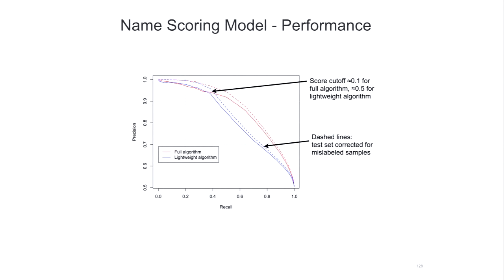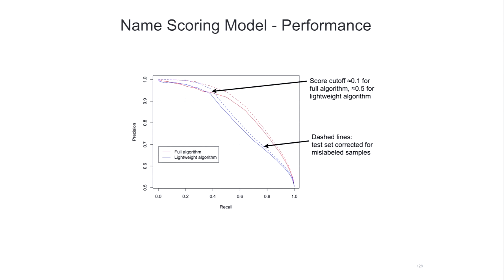First, let us not look at the dashed lines. So one is the full algorithm and one is the lightweight algorithm. This is a precision recall curve, and we see that the full algorithm is performing better when compared with the lightweight algorithm.